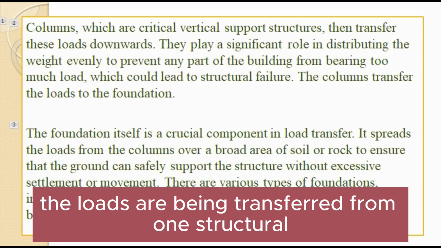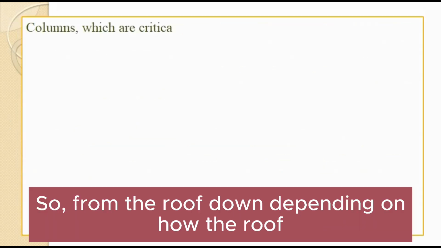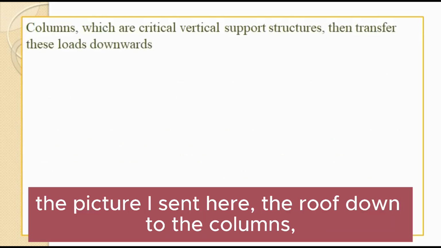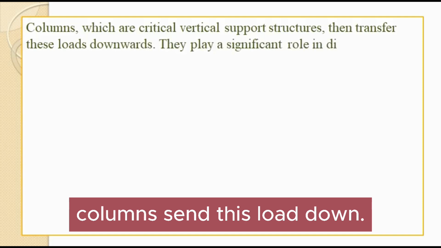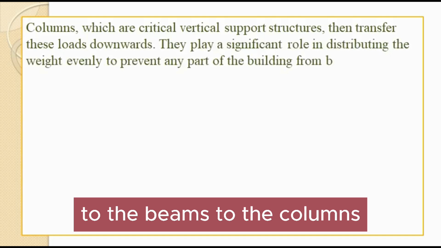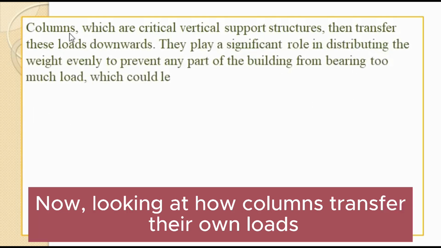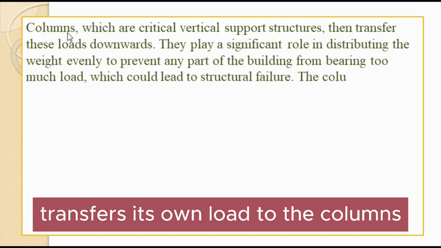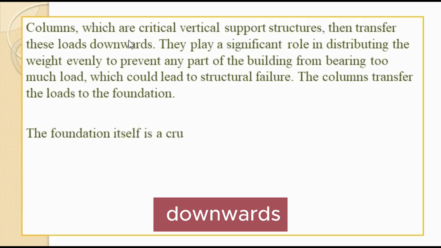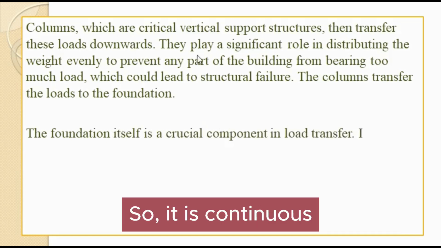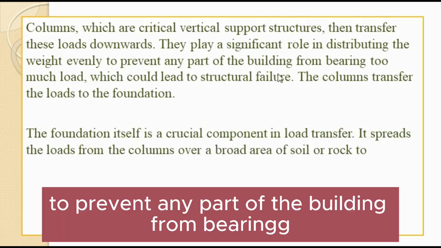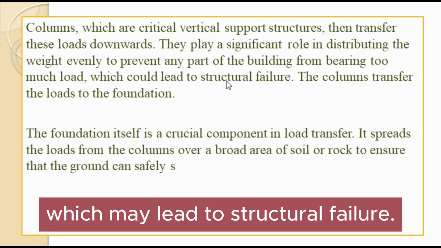So the loads are being transferred from one structural element to another. From the roof down, depending on how the roof is constructed. If it's direct, like the picture I sent here, the roof sends its own to the columns. The individual floors now have their own slab to the beams to the columns. So now looking at how columns transfer their own load, we talked about beams transferring their own load to the columns. Now columns, which are quite critical vertical support structures, transfer this load downwards to the foundation, so it is continuous. It plays a significant role in distributing the weight evenly to prevent any part of the building from taking too much load, which may lead to structural failure.